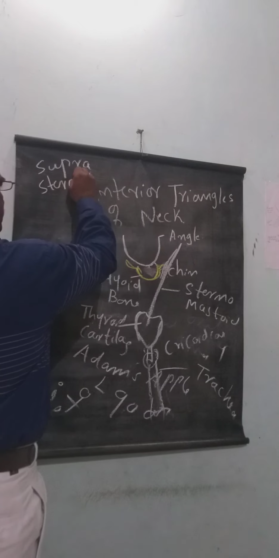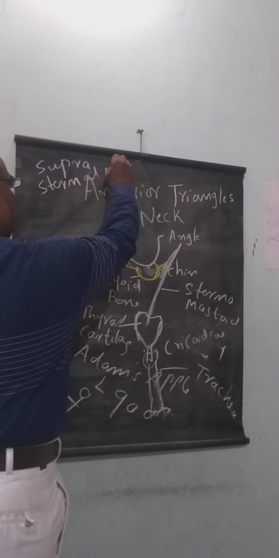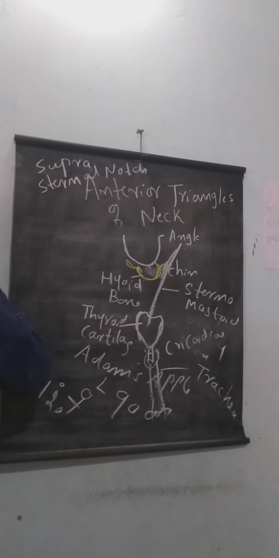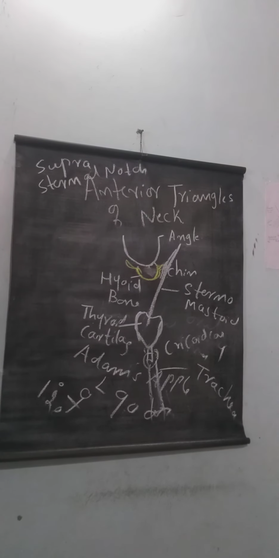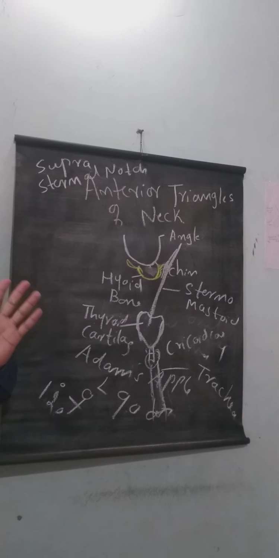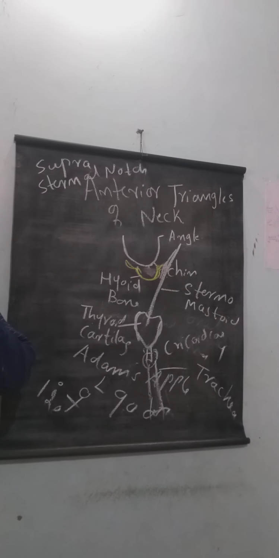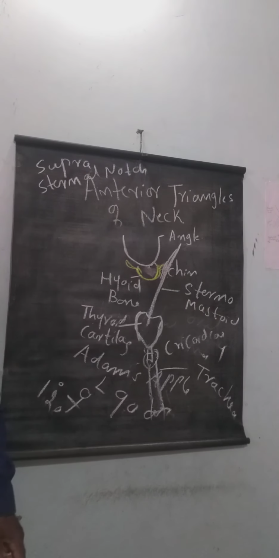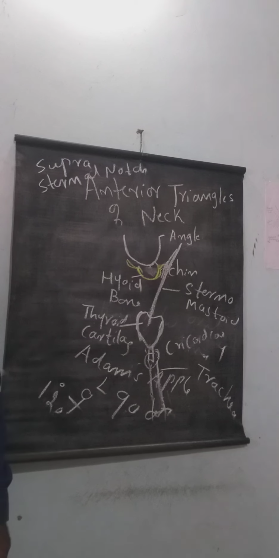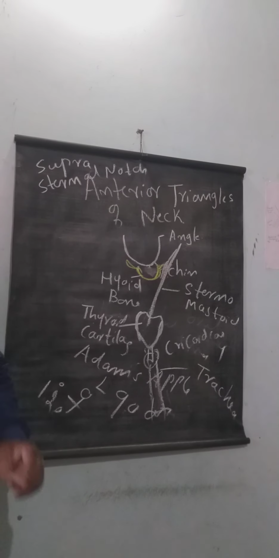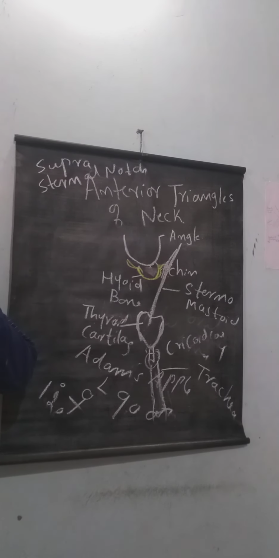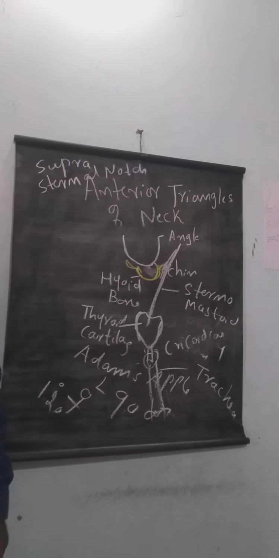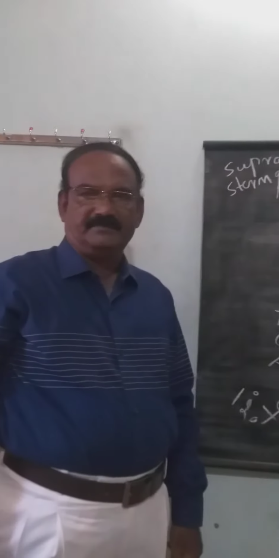The suprasternal notch is here, where the trachea can be easily felt. It is normally present in the midline. If the trachea deviates right or left, it shows displacement of the mediastinum. Once again I repeat, usually the trachea is present in the midline.